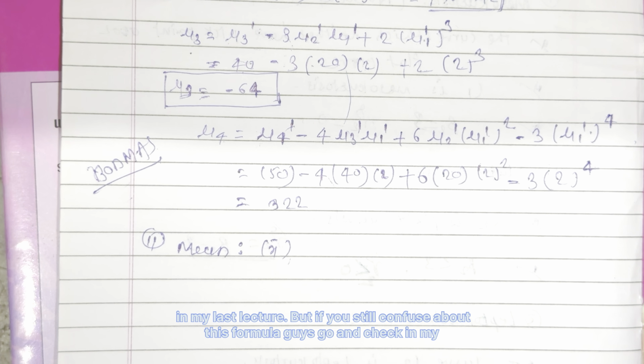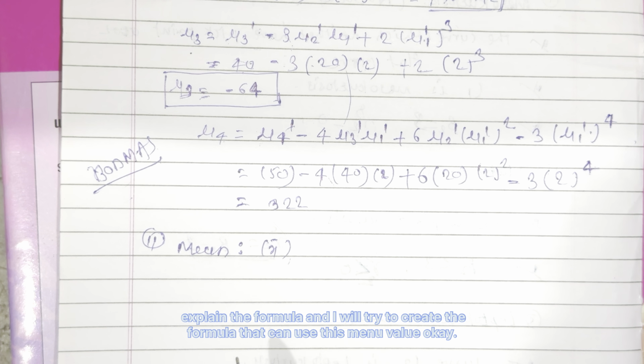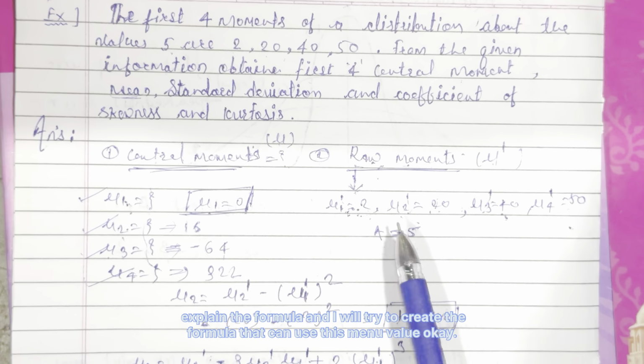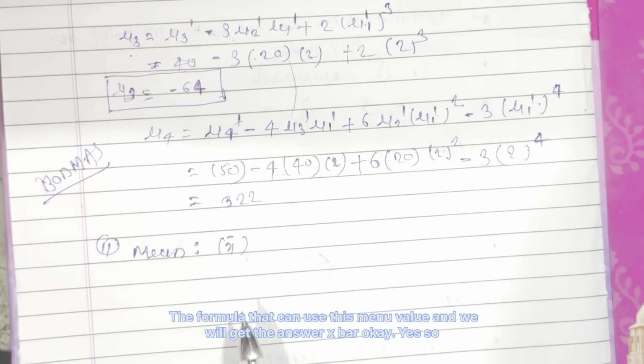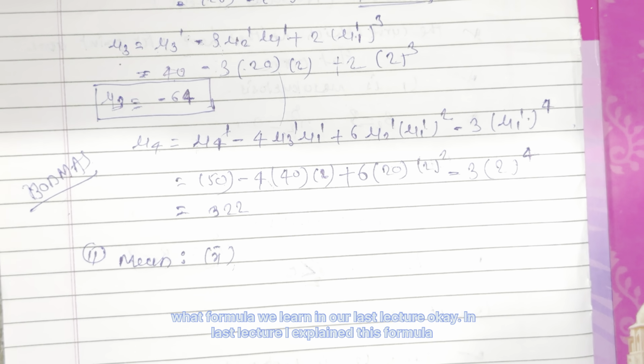If you are still confused about this formula, go and check my video. You will get a complete, detailed understanding of that formula. But still, for the mean, I will explain the formula, using these many values, and we will get the answer x bar. So what formula did we learn in our last lecture?